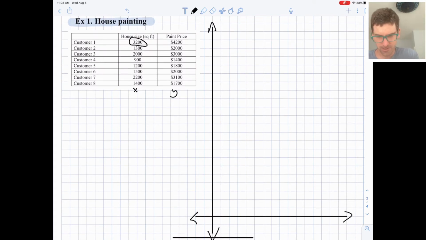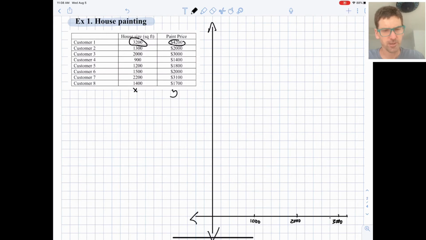I'm going to go up by, let's have this be 1,000. 1, 2, 3, 4, 2,000. 1, 2, 3, 4, 5, 3,000. And let's see if we can make a little space here. 1, 2, 3, 4. Yeah, so this will be 3,200 right here. Okay, so that fits.